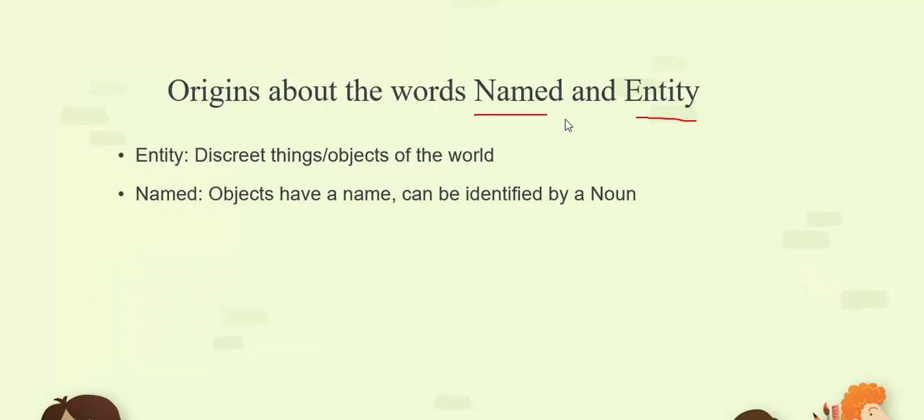A little bit about the origins of these two words, named and entity, because we are using the word named entity. The word entity basically refers to the real world objects, the discrete things of the world. For example, I am an entity, you are an entity, our university is an entity. Now some of these entities can be named. So I have a name, you have a name, our university has a name. But remember, not every discrete physical thing needs to be a named entity. The chair I am sitting on right now has a physical existence, but it has no name. So it is not a named entity.